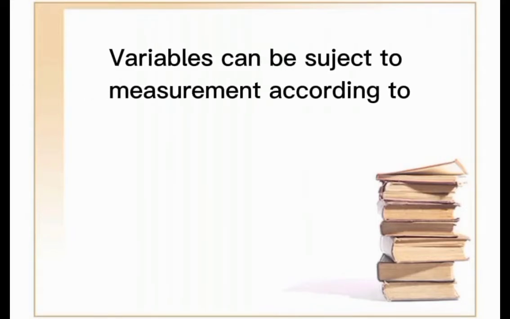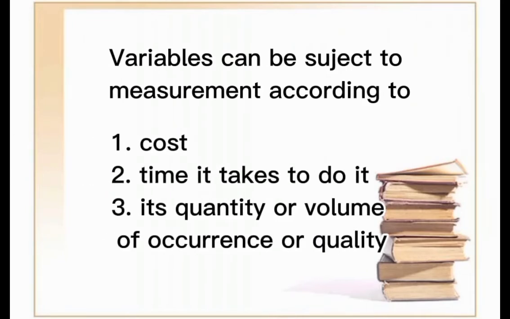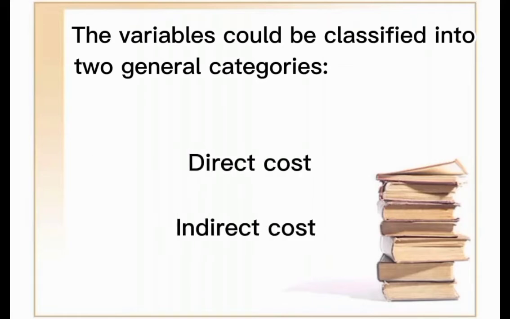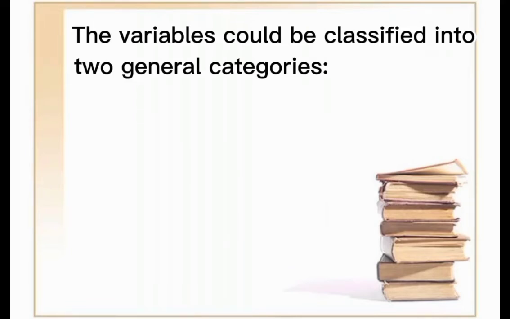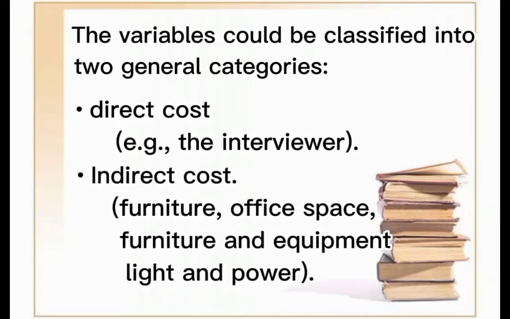All of these variables can be subject to measurement according to number 1, its cost, number 2, the time it takes to do it, number 3, its quantity or volume of occurrence, or quality. The above list of variables could further be trimmed down by the order of their importance or frequency of occurrence. It could be classified into two general categories, which are direct cost and indirect cost. An example of direct cost is the interviewer. On the other hand, furniture, office space, equipment, light and power can be categorized as indirect cost.